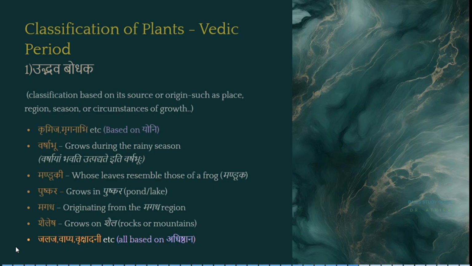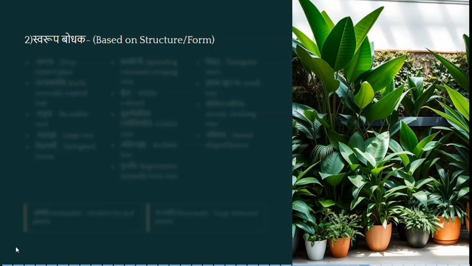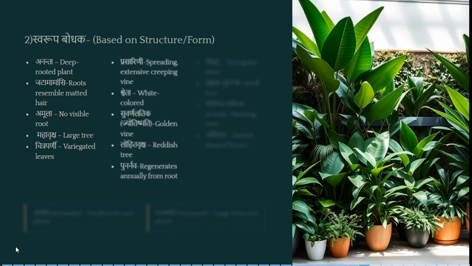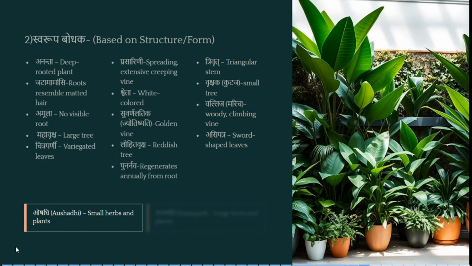habitat. In the Vedic period, plants were also classified based on their structure known as Swarupa Bodhaka. This includes features like roots, stems, leaves, and overall form. For example, Ananta refers to deep-rooted plants, Jatamamsi to roots resembling matted hair, and Amula to plants without visible roots. Terms like Mahavriksha indicate large trees, while Chitraparni describes plants with variegated leaves, and Prasarini refers to spreading or creeping vines. Classification was also based on color, like Shweta for white and Lohita Vriksha for reddish plants, and special features like Punarnava, which regenerates annually, or Trivrit with a triangular stem. Broadly, plants were grouped as Oshadhi, meaning small herbs, and Vanaspati, referring to large trees.